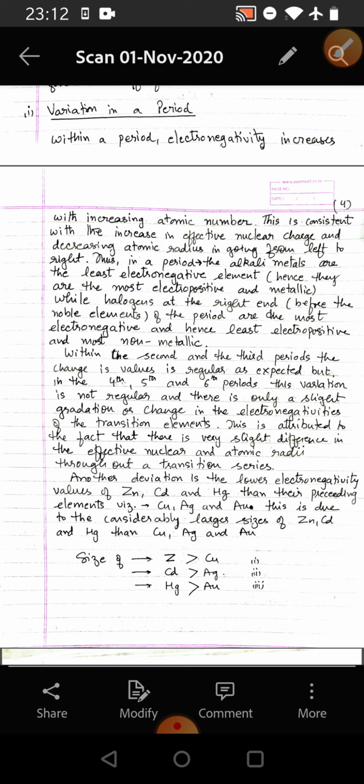Thus, in a particular period, the alkali metals are the least electronegative elements, hence they are the most electropositive and metallic, while halogens at the right end before the noble elements of the period are the most electronegative and hence least electropositive and most non-metallic.